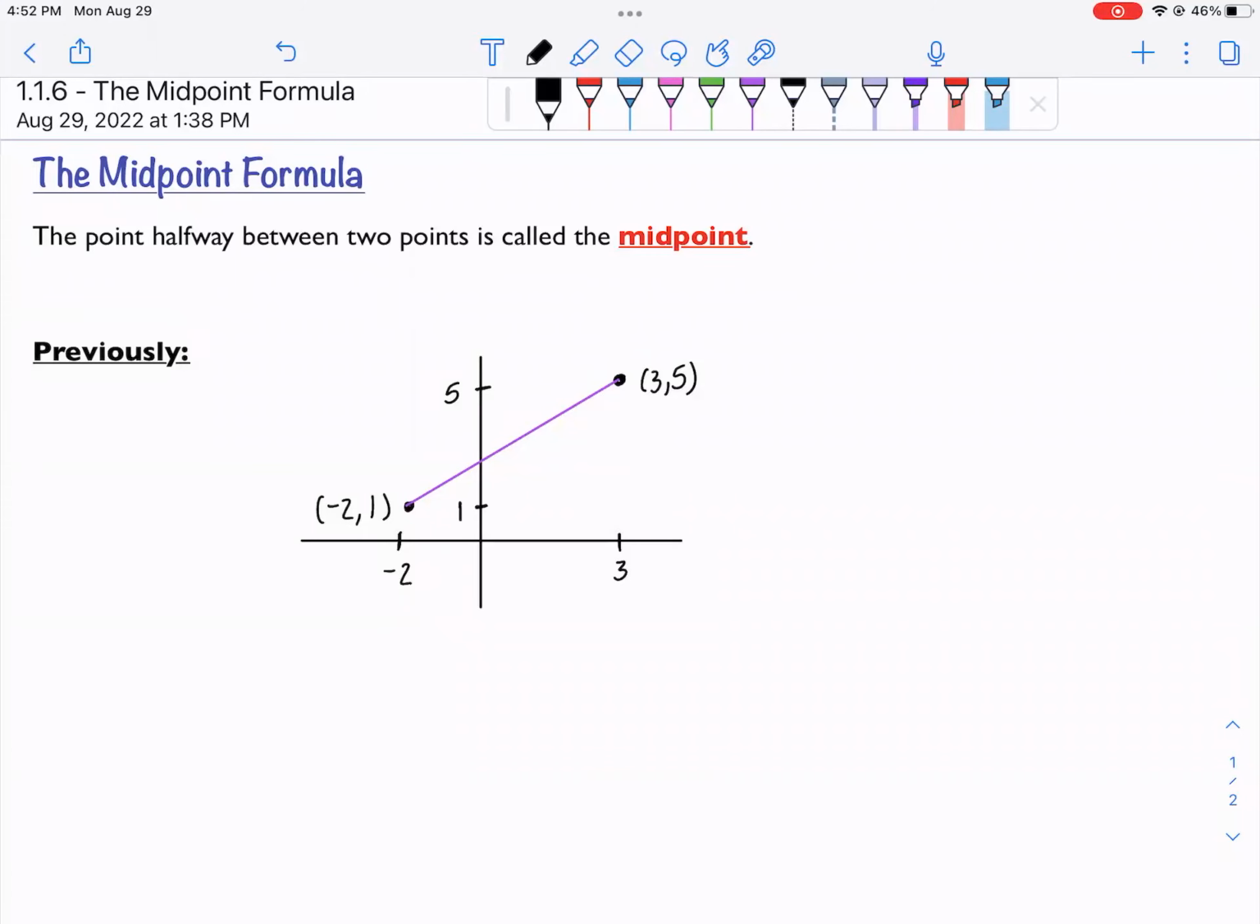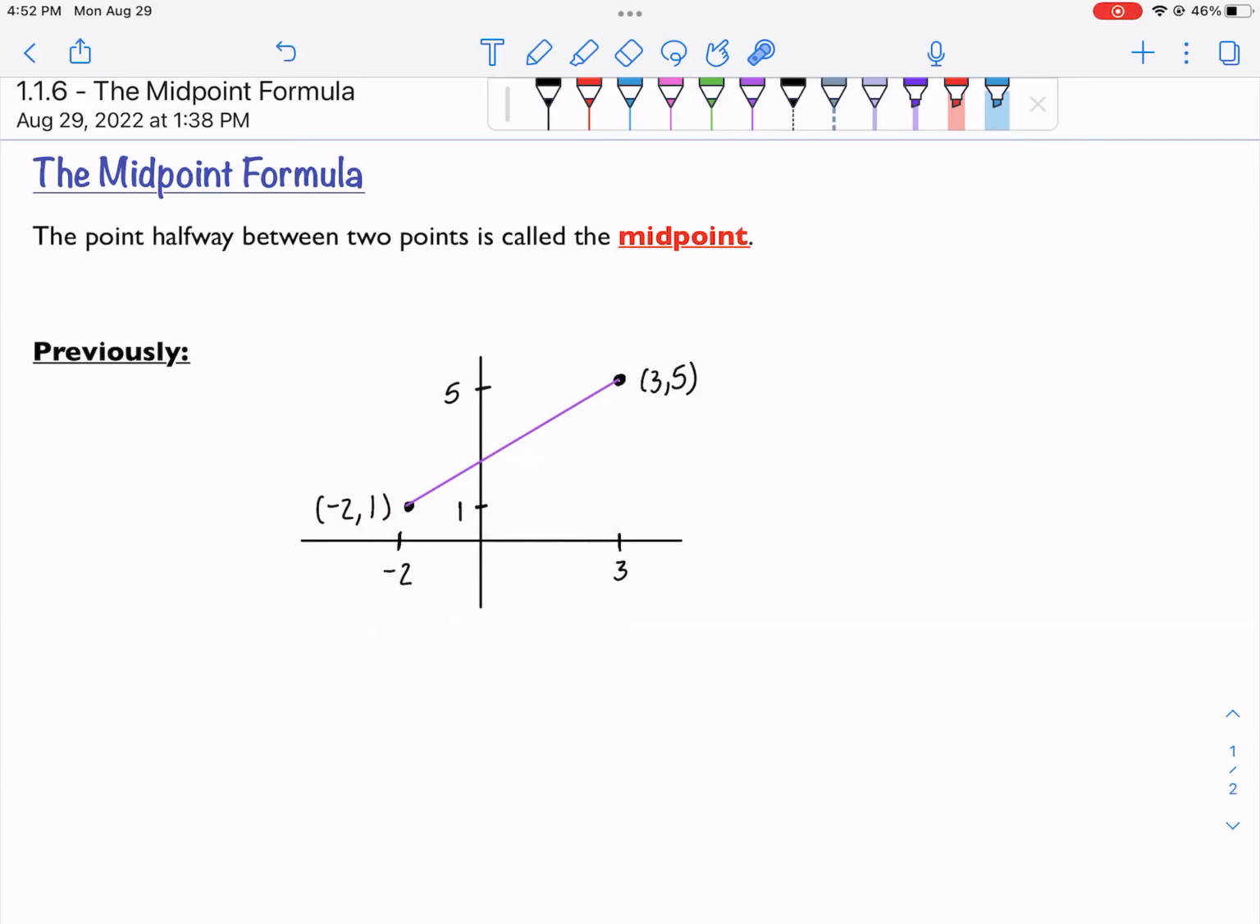Midpoint formula. So previously we talked about the distance formula. We looked at this exact picture and we asked ourselves, hey, what is the distance of this line between these two points? Which was really fun and exciting. I'm sure everyone thought that was a very exciting talk, and you'll be even more excited about the midpoint, which is the halfway point between two points.